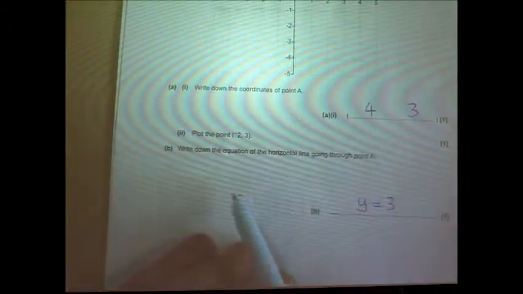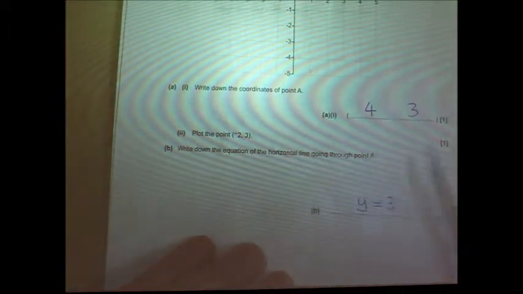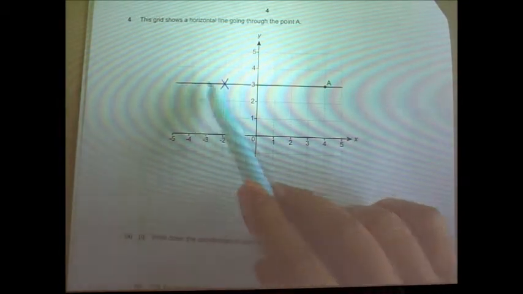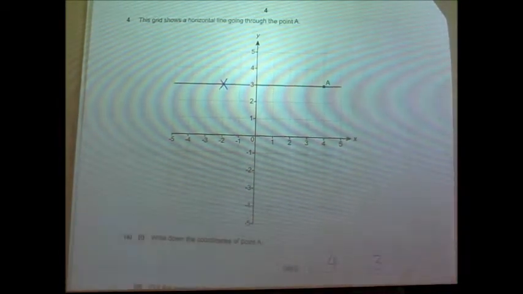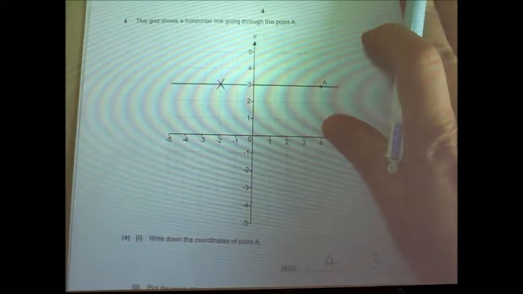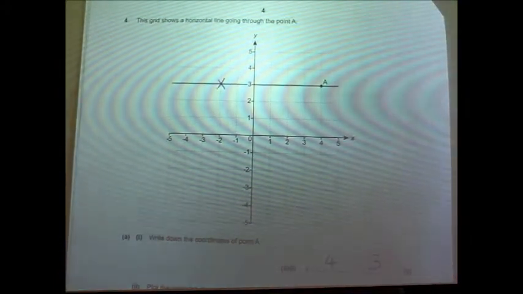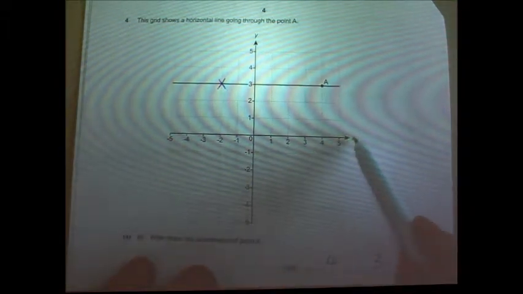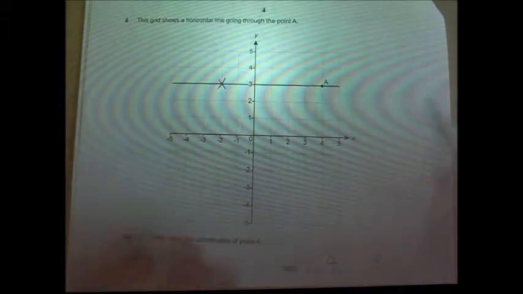The next one, write down the equation of the horizontal line going through point A. So here's the line. So you're going to write down the equation of that line. The answer is y equals 3, but I just want to try and explain to you why that is, because people think it goes in the same direction as the x-axis. It should be x equals 3. Let me just try and show you.